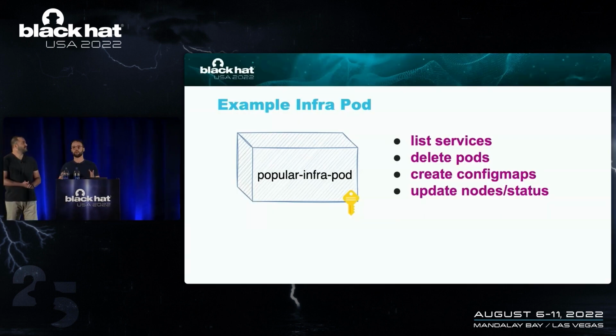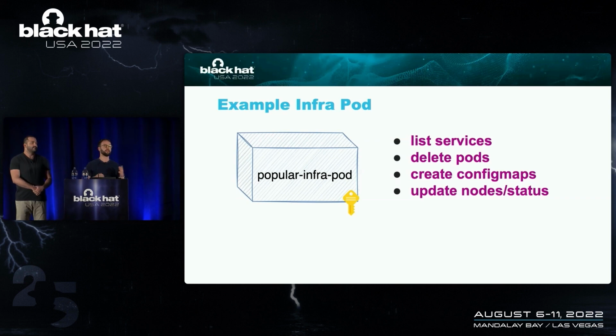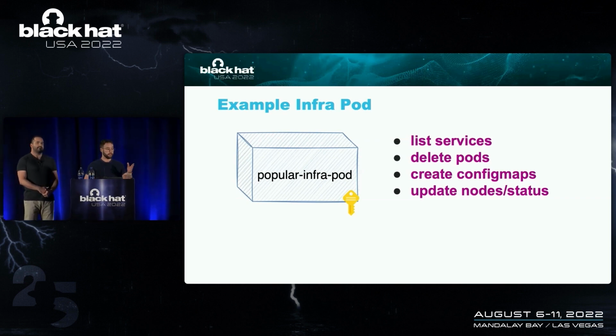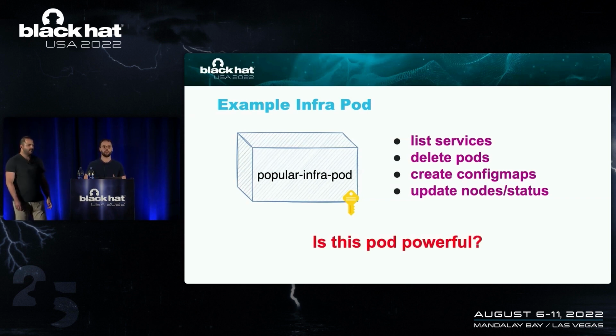We looked into the most popular Kubernetes platforms and looked into their infrastructure pods. And this is an actual example. We saw a pod that can list secrets, delete pods, create config maps, and update the status of nodes. And we looked at those permissions and tried to ask ourselves, is this pod powerful? Are we looking at a trampoline? And we quickly realized that we don't know. We don't have the resources.